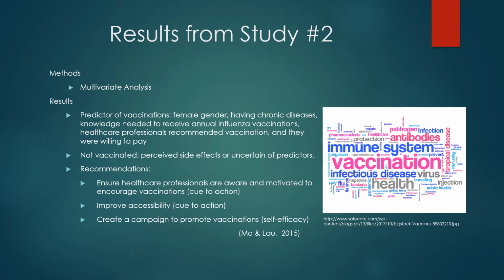The article recommended that healthcare professionals be more cognizant and aware that they are the ones who should be motivating and encouraging vaccinations in the elderly population. They also suggested that within Hong Kong, they needed to improve accessibility to vaccinations, which means that there was a limited number of actual clinics that provided vaccinations.